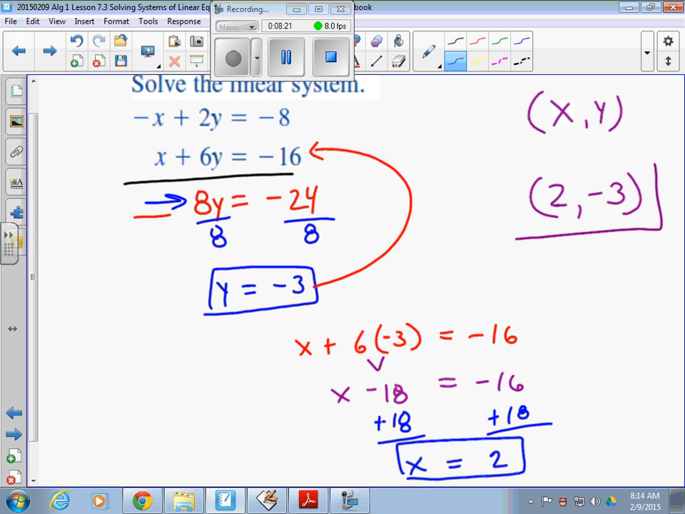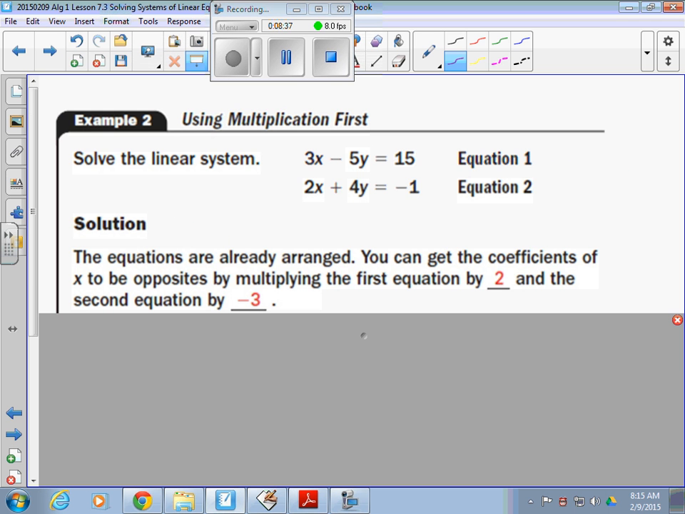Now, this was the best case scenario. Your x's were stacked in columns, your y's were stacked in columns, your constants were stacked in columns, meaning things that don't have any variables, and you had opposites. You had x and you had negative x. For example, number 2, notice everything's stacked in columns again. x is on top of x, y on top of y, constants on top of constants, but you don't have opposite terms for this one.